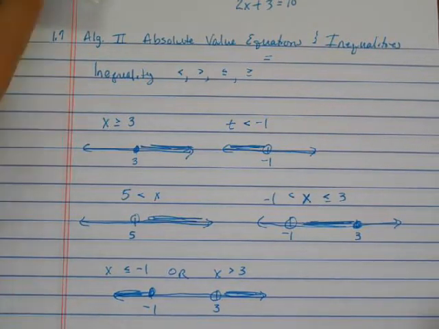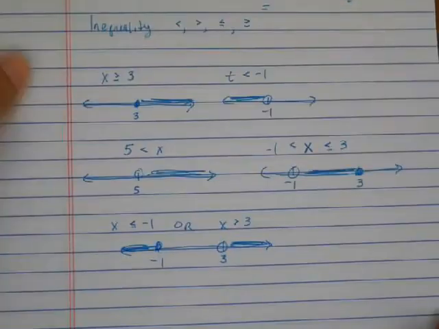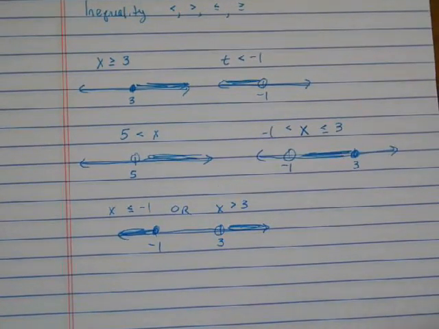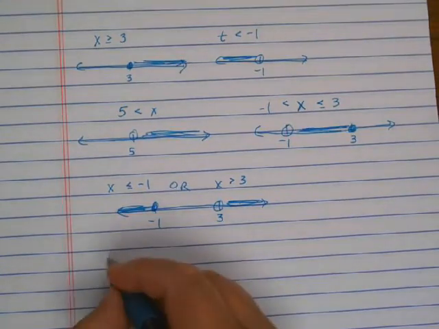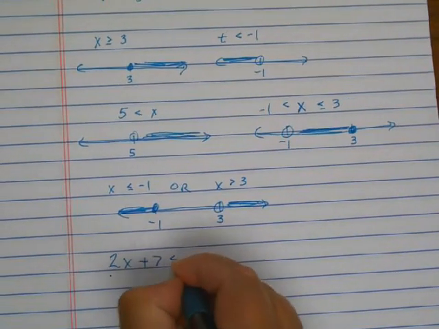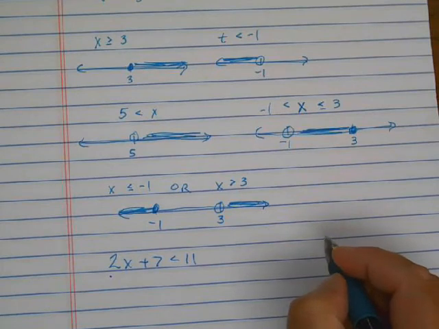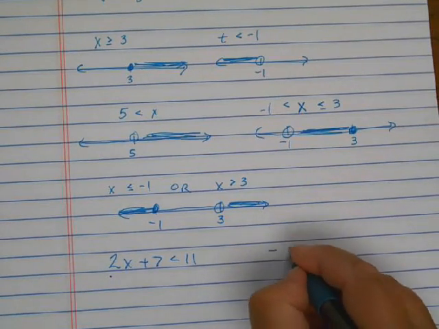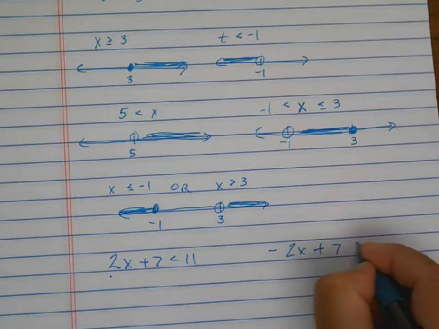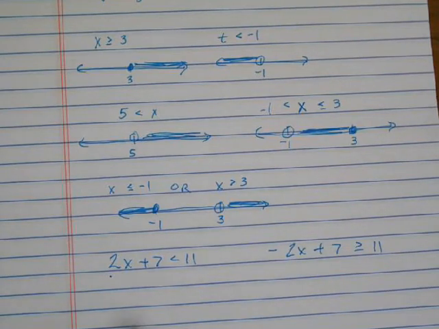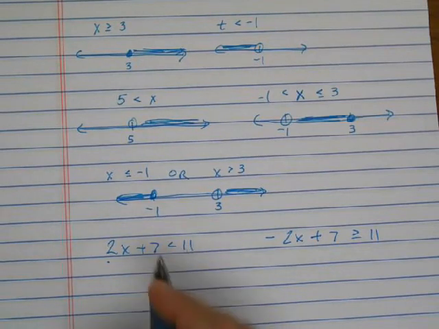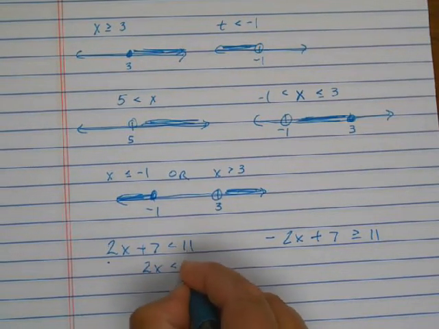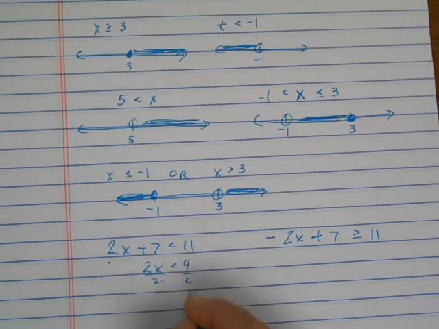So let's go ahead and move on then and talk about solving inequalities. I want to remind you how to solve. So let's do one that's 2x plus 7 is less than 11. And let's do one where it's -2x plus 7 is greater than or equal to 11. So to solve an inequality, you're going to solve it just like there was an equal sign there. So I'm going to subtract 7 from both sides and divide by 2.